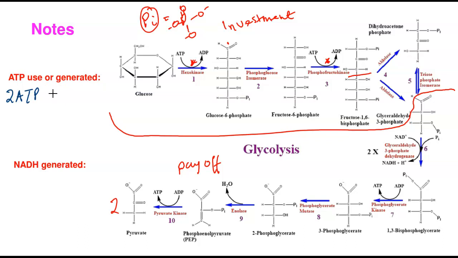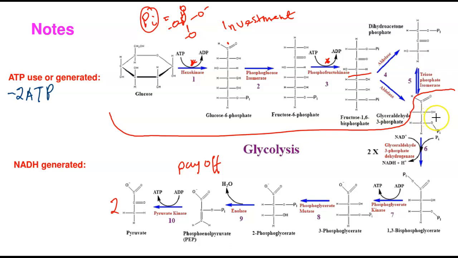Let's now go to the second phase. That's why we call it the investment phase. So you can say negative. It's negative because you use this, so negative 2 ATP. Good. Now let's go to the next phase, which is the payoff phase. What is happening? In the first reaction of the payoff phase, let's see what is happening there.